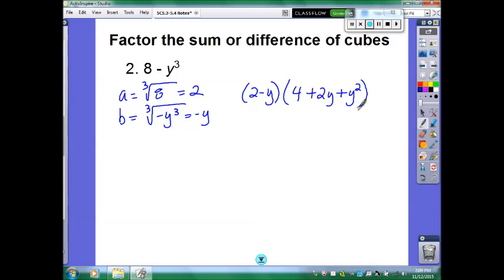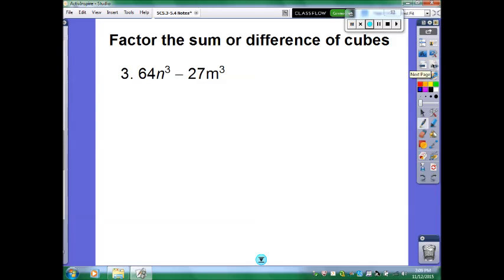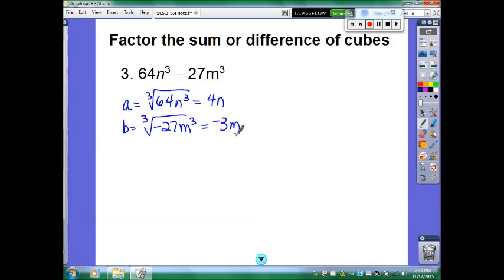Okay, let's try another one. All right, look at this one. 64 and 27. Well, they're both perfect cubes, too. All right, you can still have a GCF here. We'll look at those in class. But A is the cube root of 64n to the third, which is 4n. And B is the cube root of negative 27m to the third, which is negative 3m.